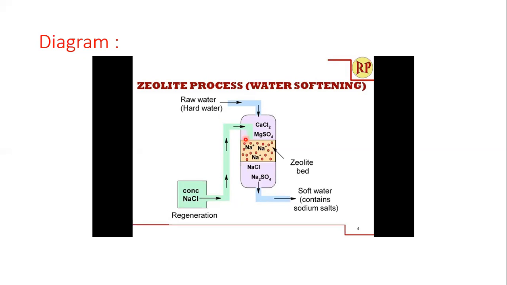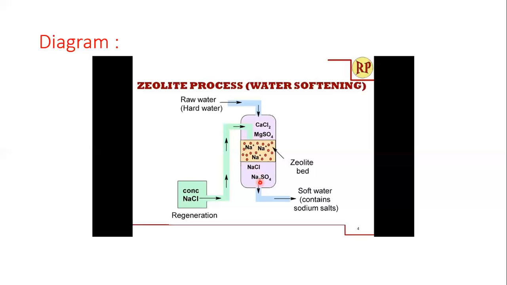Now once hard water enters through this inlet, which may contain calcium chloride and magnesium sulfate, what happens? In this sodium zeolite bed, Na+ is in the loose form, so an exchange of ions takes place. That is, in this bed, Ca2+ and Mg2+ get retained, while the outgoing water sample contains sodium salt, for example, sodium chloride and sodium sulfate.